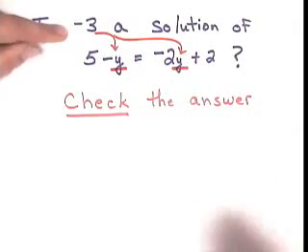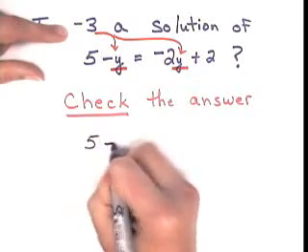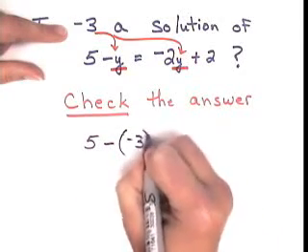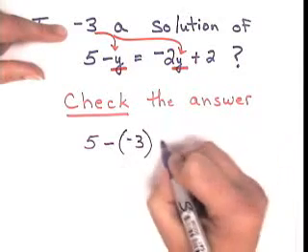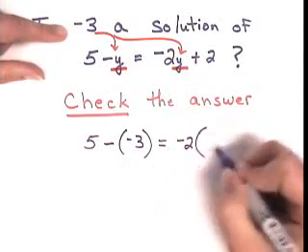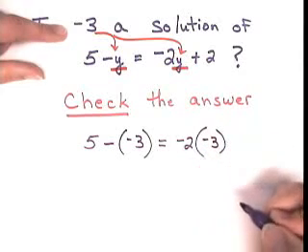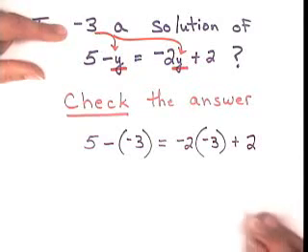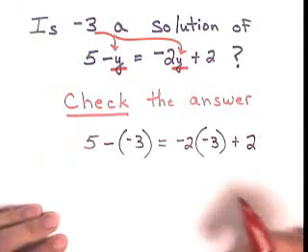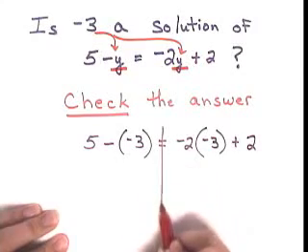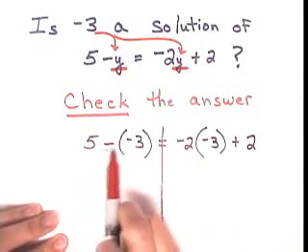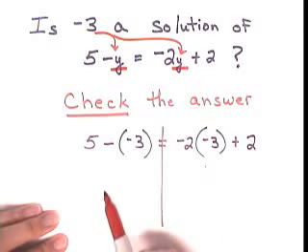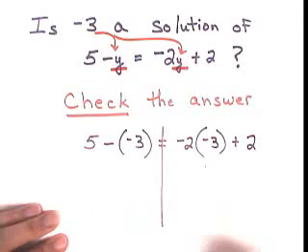So what we're going to do is write the equation down, 5 minus, and then instead of the y, I'm going to put that negative 3 that they're asking me to check as my possible solution. Same thing on the other side, negative 2, and then replace the y with the negative 3. Now we're not solving. We're trying to check our solution. So what I'm going to do is treat this equation as two separate sides. I'm going to do the math on the left, separate from the math on the right, and then I'm going to check to make sure that I get the exact same solution on both sides.